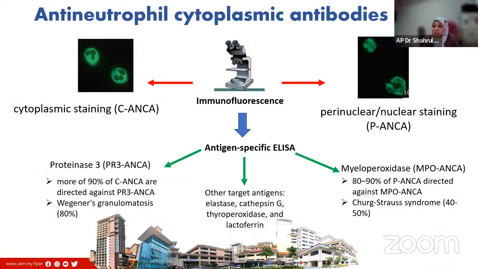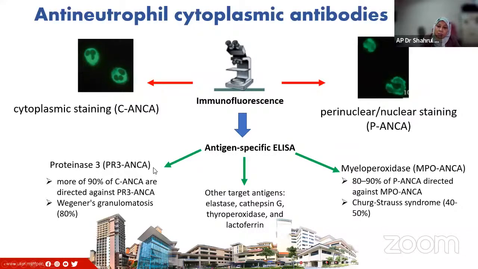For ANCA, similar to your ANA, the gold standard is immunofluorescence, so that you can determine the pattern of the ANCA, either cytoplasmic or perinuclear staining. However, this C and P ANCA is not specific, so you need to proceed with antigen-specific testing using ELISA. So there is a two-step method that you need to do if you want to diagnose ANCA-associated vasculitis.